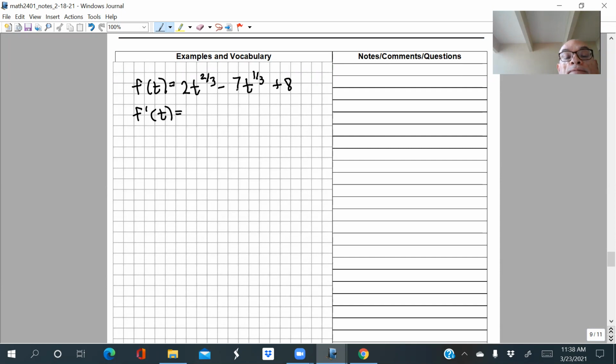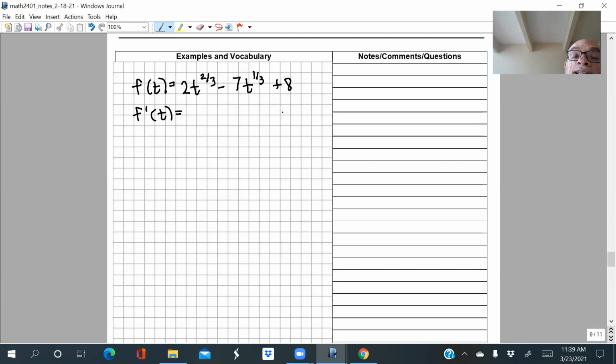And one of the really nice things about differentiation is that when you have an expression with lots of terms, things that are added and subtracted from each other, you can just go term by term and differentiate each of the terms individually. So you don't have to think of the whole expression at once. You can just think of one term at a time. So we can differentiate this by first differentiating the 2t to the 2/3 and then the minus 7t to the 1/3 and then differentiating the 8.